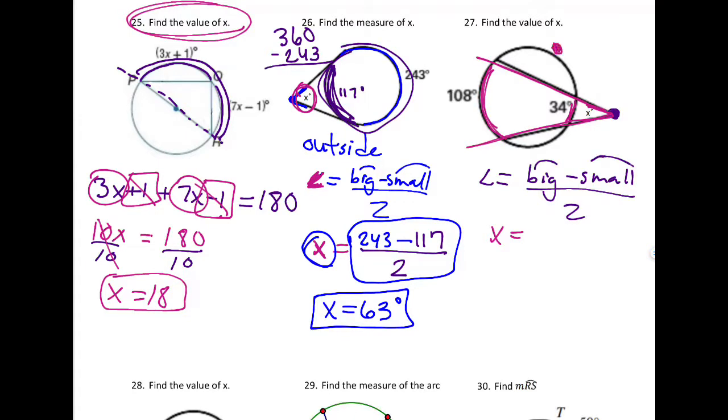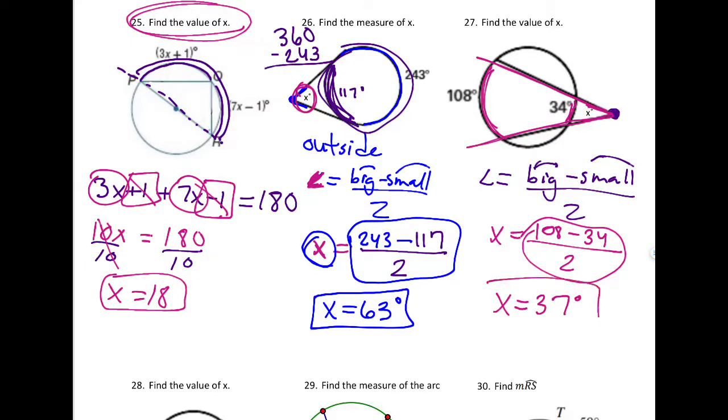If they put a number here or a number here, you can't use those. It has to be the arcs that are inside of the angle. All right, so we have x equals, our big arc there is 108 minus our small arc, which is 34, divided by 2. Once again, you just do the math here because x is already by itself. So we do 108 minus 34, and then we divide by 2, and we get 37. X equals 37 degrees.